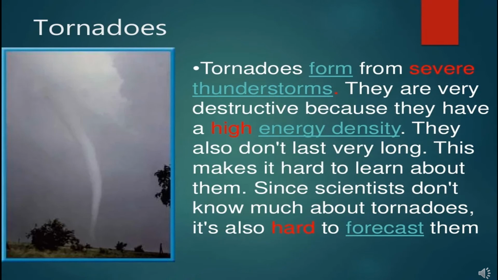The other example of the Coriolis effect is the tornado. Tornadoes form from severe thunderstorms. They are very destructive because they have a high energy density. They also don't last very long, which makes it hard to learn about them. Since scientists don't know much about tornadoes, it's also hard to forecast them.